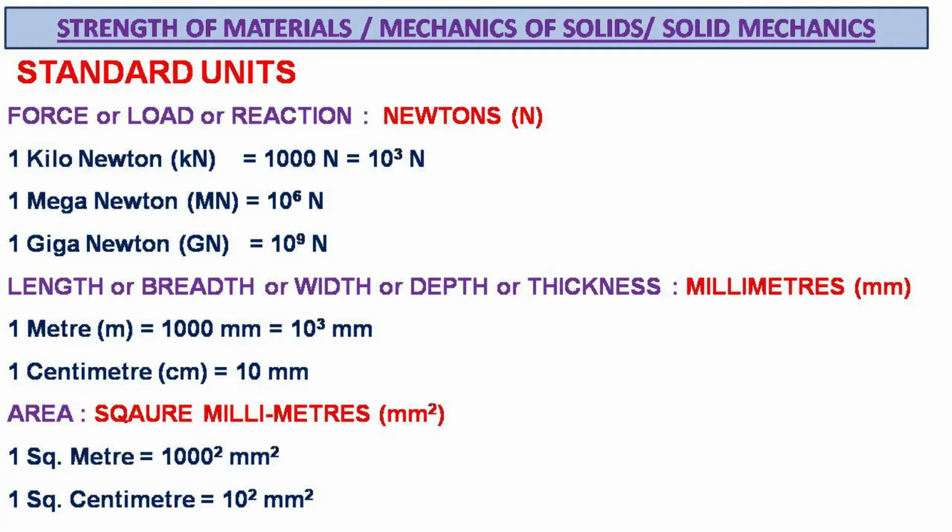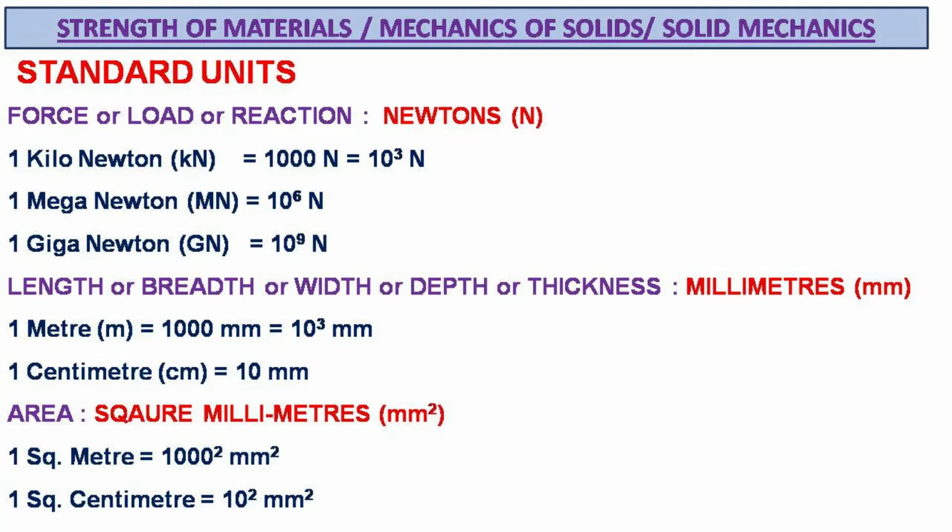Slide 2. Here we are going to see what are the standard units we use to solve the problems in this subject. The units of force or load or reaction are in newtons. The conversions are shown here. 1 kilonewton equals 1000 newtons, which is equal to 10 to the power of 3 newtons. 1 meganewton equals 10 to the power of 6 newtons. 1 giganewton equals 10 to the power of 9 newtons.